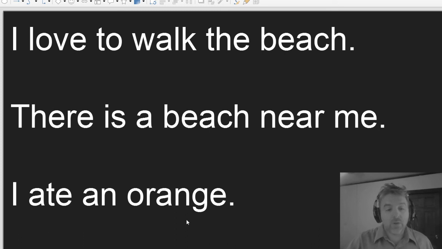I ate an orange. We're using "an" because it comes before O. And also, we're not talking about the orange that I bought. We're talking about an orange, so it could be any orange will do.